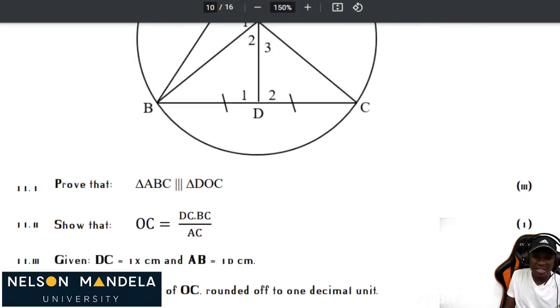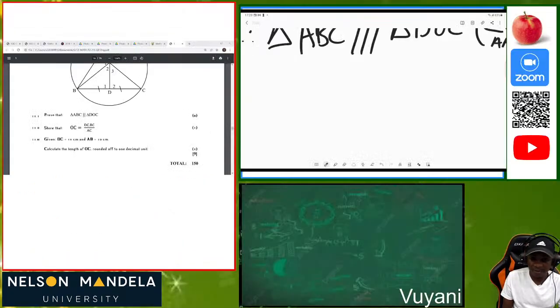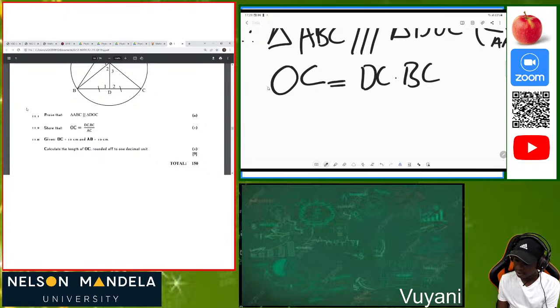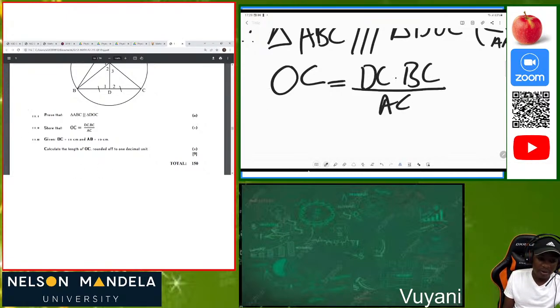OC is equal to DC times BC over AC. Did you realize? Let me just do this with you guys. I want us to see something: OC is equal to DC times BC over AC. I want to tell you something. When you see something like this, they're just trying to confuse what you know already. Let's do the right thing here.